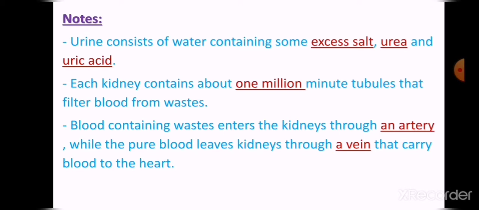So the blood that contains wastes, that contains nitrogenous wastes, enters the kidneys through an artery. Then the pure blood leaves the kidney, comes out from the kidneys through a vein that carries the blood to the heart.